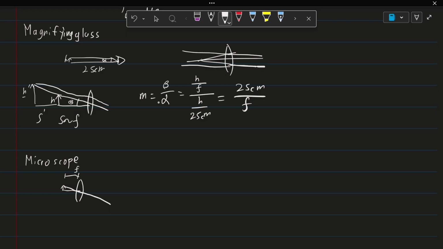And then I could put another lens to see the resulting object from here. And this entire thing will be your length of the image.